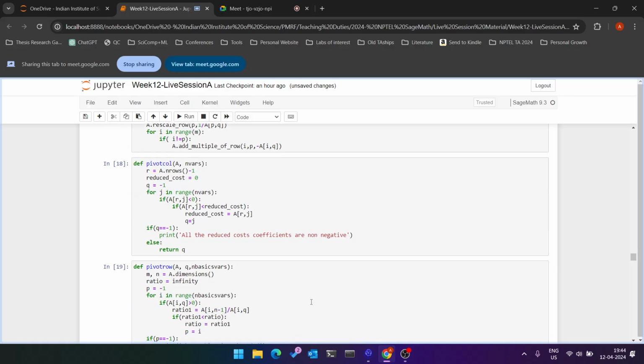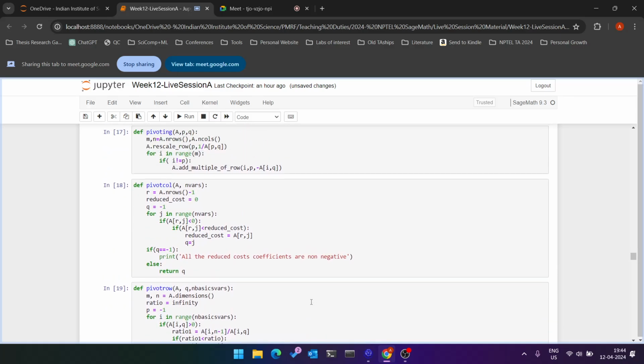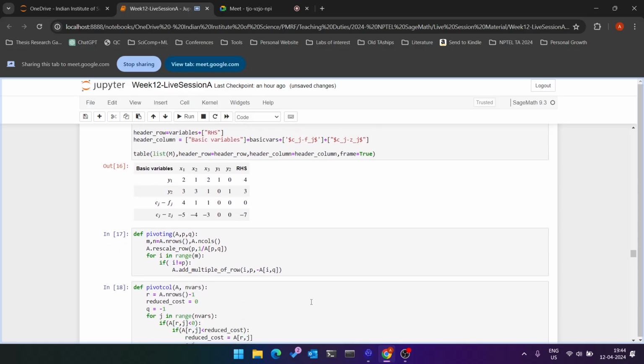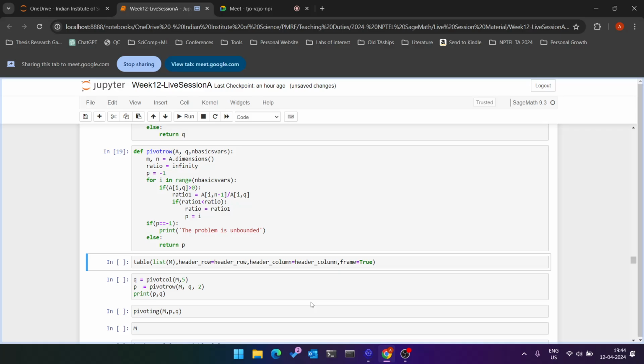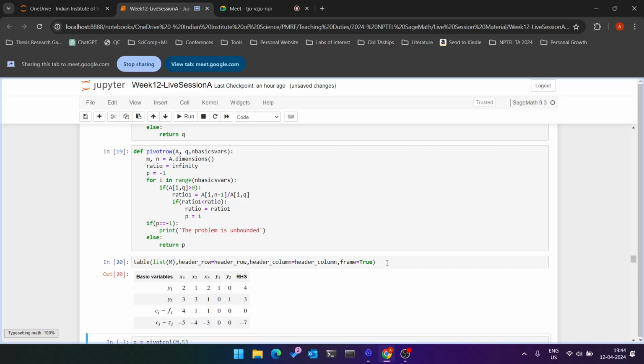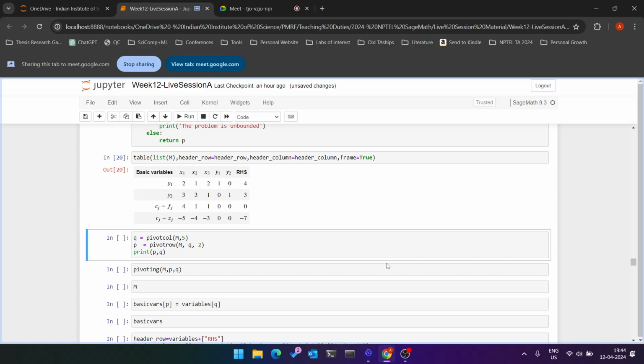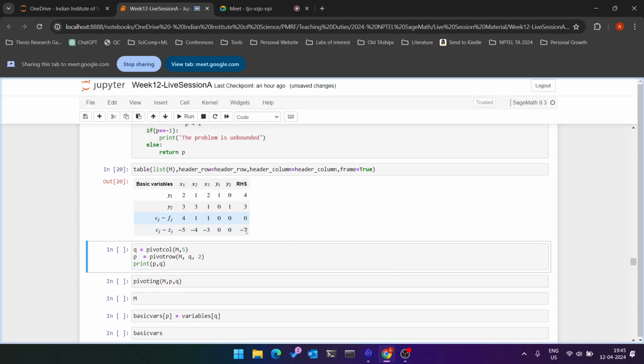Pivot column, pivot row tells me which column and which row to choose. Pivoting basically moves around the variables so that we can have one particular variable on the left hand side in place of another. Now, just for a recap, I will list down my table again. This is how the table looks. I now wish to find out which column and row entries to pivot. That is evaluated by the pivot column and pivot row functions.